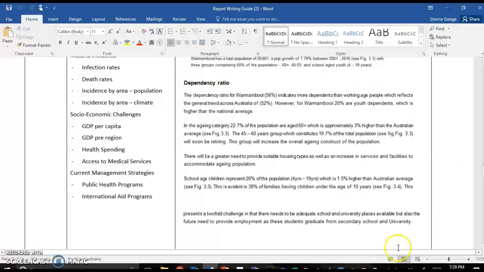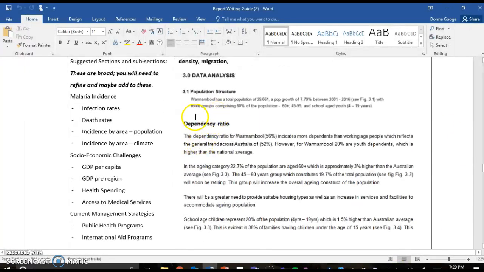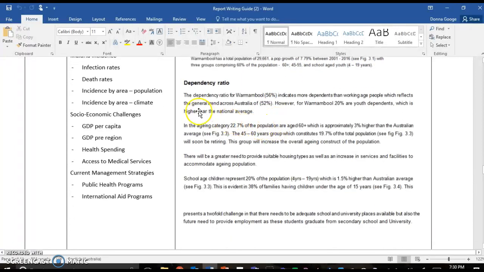Now, have a look at this example paragraph here. This one is looking at population structure overall. Okay, they've given a little blurb introducing figure 3.1, which was actually up here on that example. And what they've done is go straight into the analysis. They've said what the statistics show. And for that, they've compared it to a national average. Well, over here, you might compare it to the area of Africa. Up to you. Again, it's giving us information on a particular statistic.